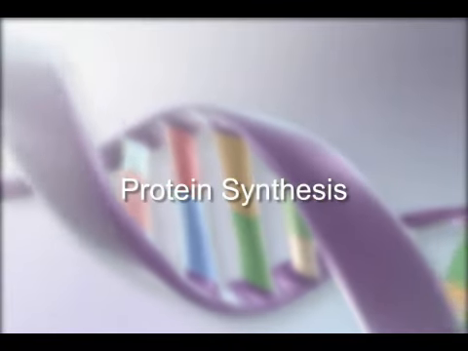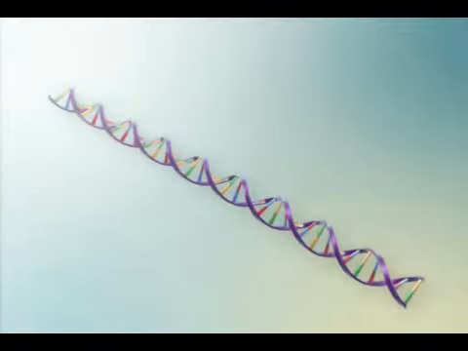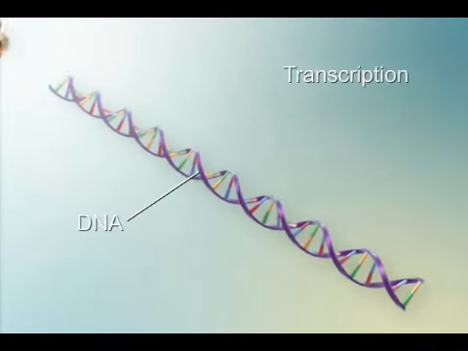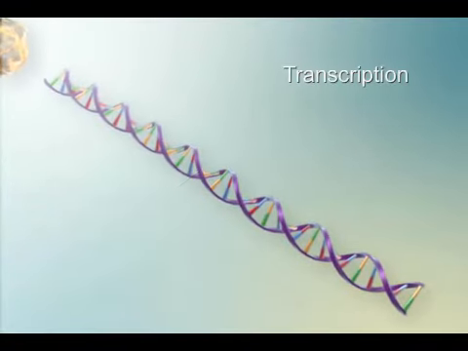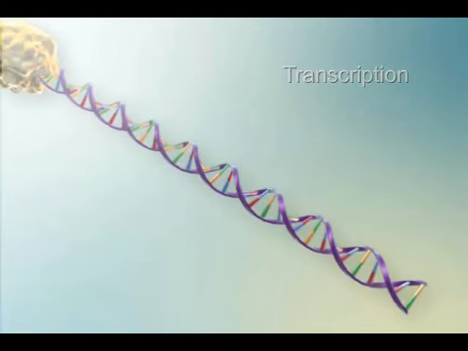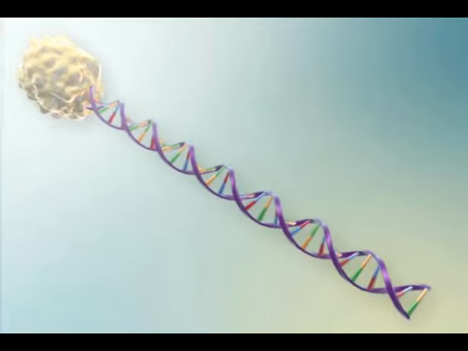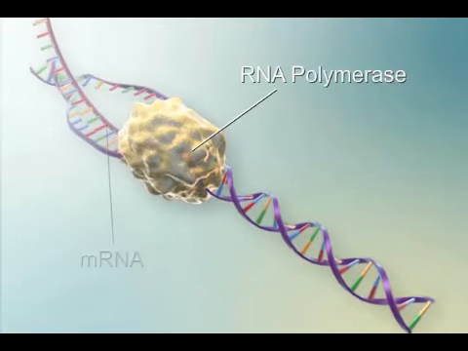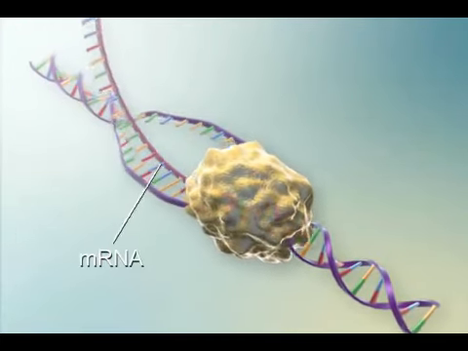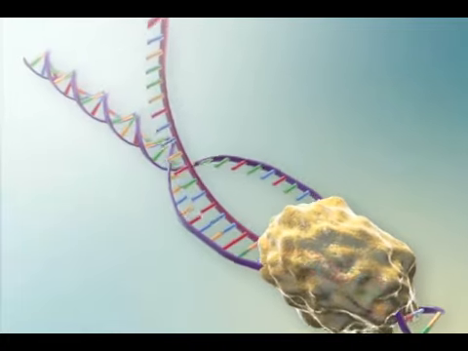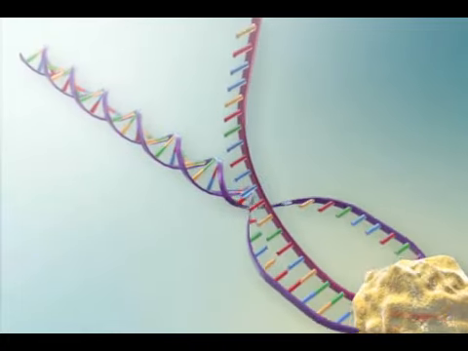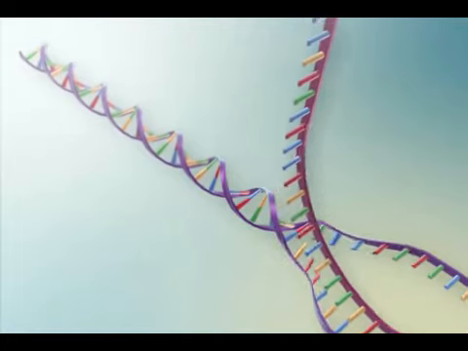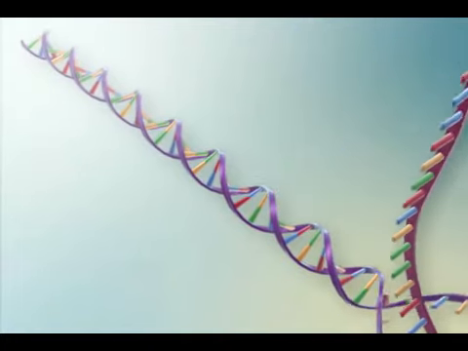Protein synthesis. How does DNA make proteins? It is a two-step process. In the first step, called transcription, an enzyme called RNA polymerase attaches to the DNA and transcribes it into a specialized RNA molecule called messenger RNA, or mRNA. The mRNA contains information for the amino acid sequence of a protein.